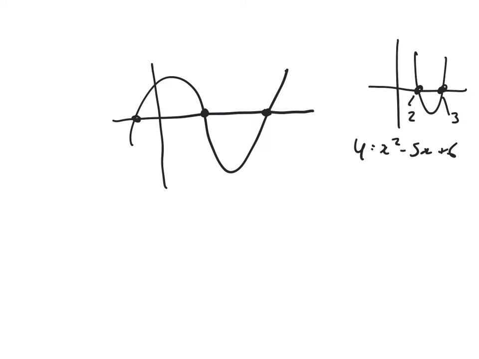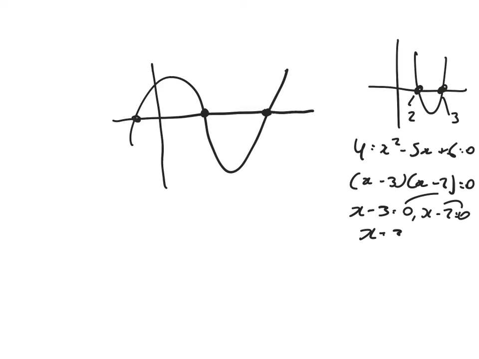The reason being is that if I factorise to solve there, that will be x minus 3 bracket x minus 2 is equal to 0, which in turn will give me roots at 3 and 2, and that appears to be true.